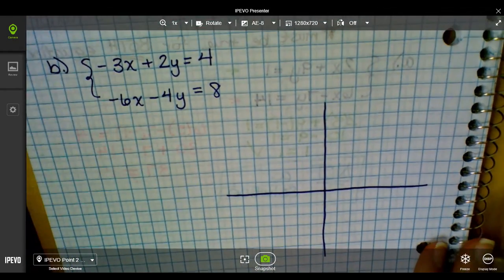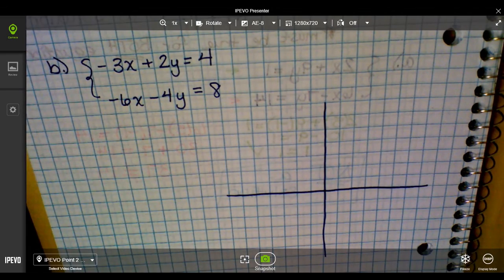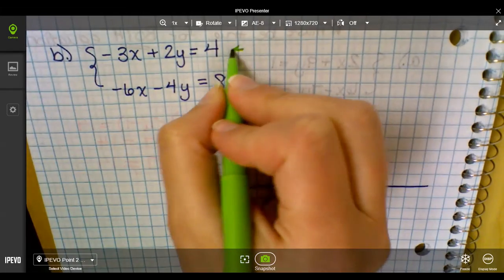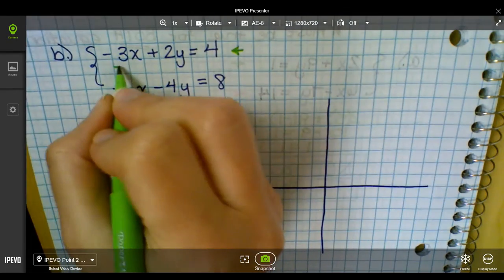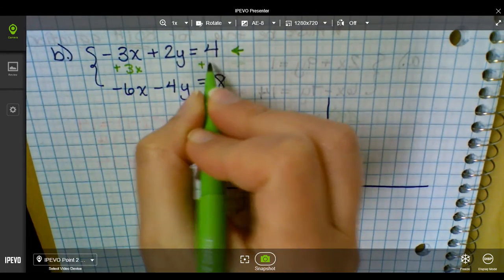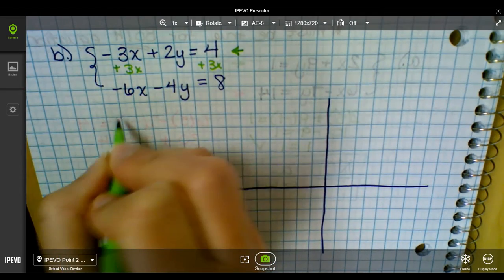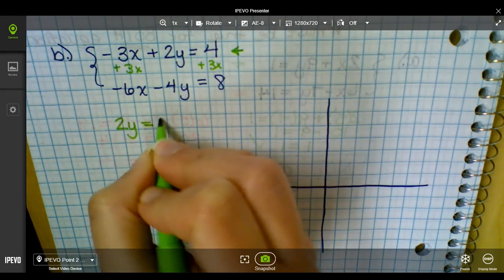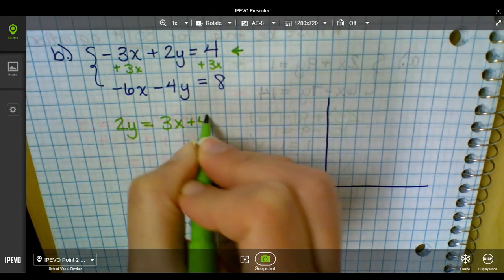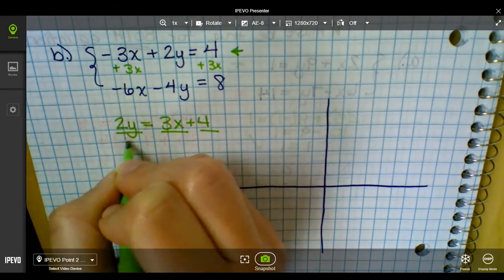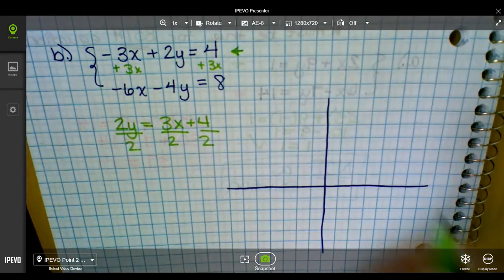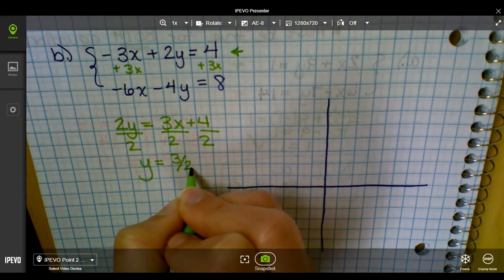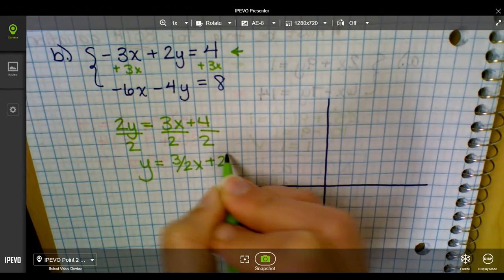Okay. So now both of these ones are in standard form. So I have to do a little bit of math before I can graph either one of these. So I'm going to start with this top one. I got to add my 3x over to both sides. So now I'm going to have 2y equals 3x plus 4. Divide everything by 2. And this equation is going to be y equals 3 over 2x plus 2.